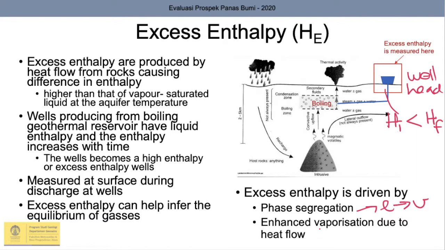And there is also enhanced evaporation due to heat flow. So there is an abundance of heat flow to the reservoir, allowing the fluid in the reservoir zones to boil at a faster rate than before. This may also occur especially if you have a well, because if you drill a well, the equilibrium or the stability of the reservoir shifts and it becomes more unstable in terms of enthalpy.